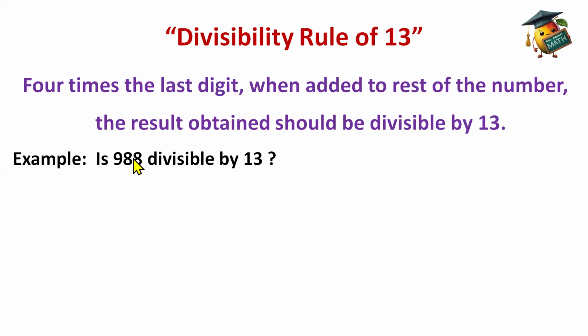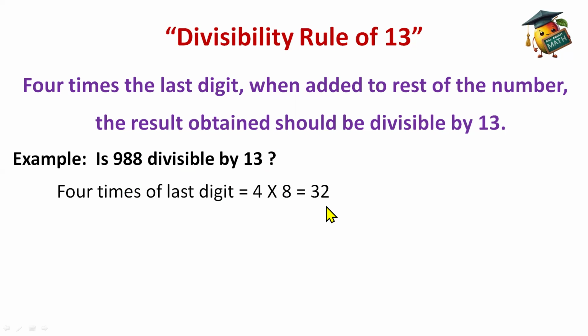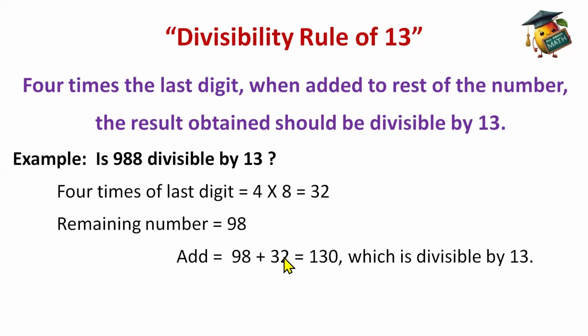This is 988. We have to check if it is divisible by 13 or not. So 4 times the last digit. 4 times means 4 multiplied by the last digit, that is 8 here. 4 8s are 32. Remaining number, that is 98 here. After 8 is eliminated because it's the last digit, we have taken 4 times of that and the remaining number is 98. Now add 98 plus 32, you get 130.